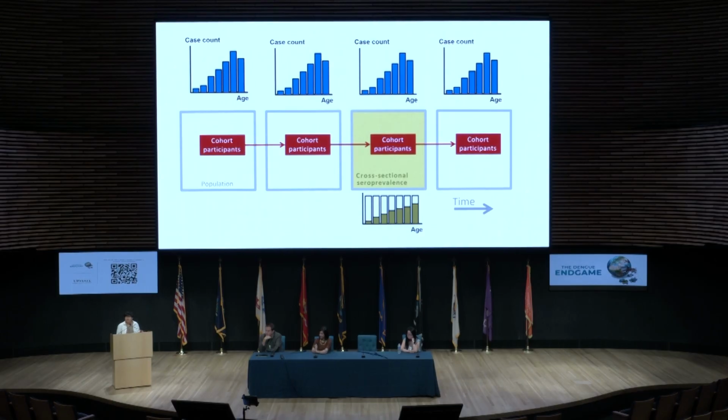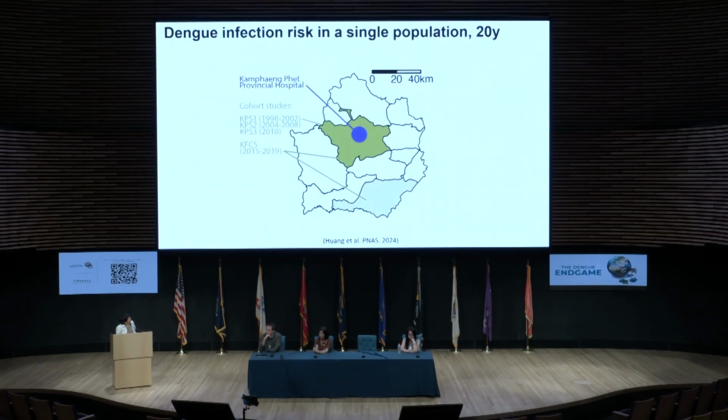The question is, if we only had one of the data sets, would the infection risk that we get be the right picture of what's happening underneath? Which we really don't know. So we use this opportunity where we have 4 series of cohort studies, and actually 5 now ongoing, in a location, this is Kamphaeng Phet, Thailand, that is coexistent with this other hospital-based surveillance that we set up for the same time period of 20 years.